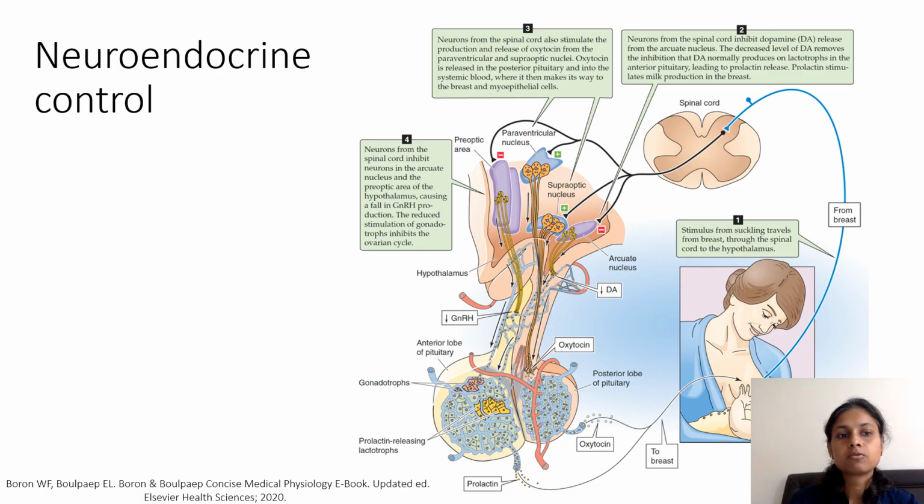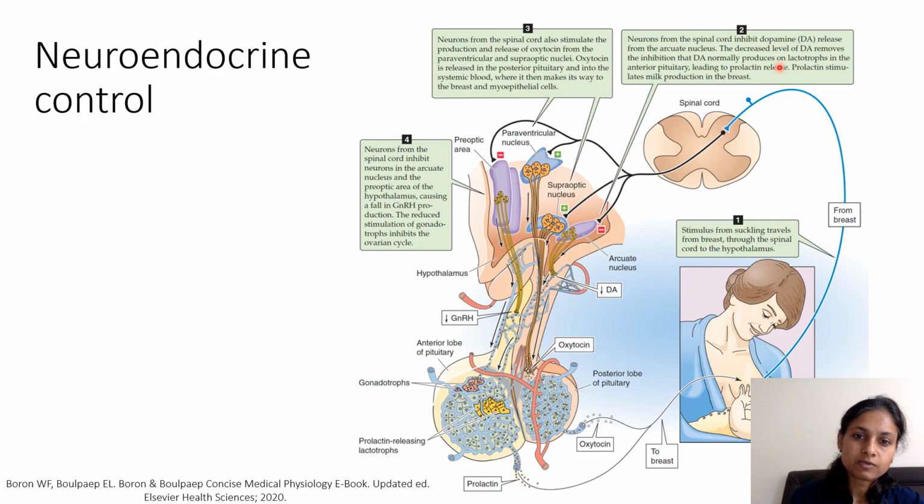Next, we move on to neuroendocrine control. I know this figure looks complex, but let me break it down for you. Once the baby starts suckling at the breast, a signal goes from the breast through the spinal cord to the hypothalamus in the brain. Here you see green and red marks, which are positive and negative actions.